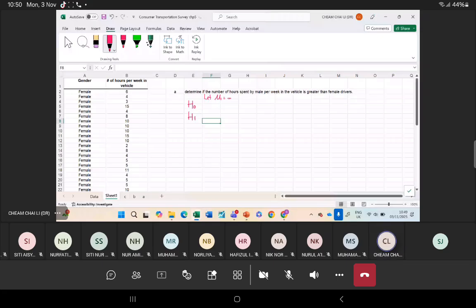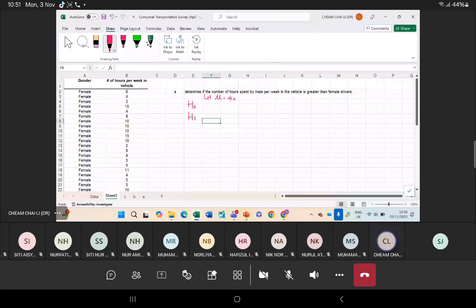By female. Okay? So kita dah sort. Kita senang nak pilih nanti. Right? Now, when we have defined mu1 and mu2 clearly, kan, satu male, satu female, then we can write the hypothesis. Okay? So you have to determine if the number of hours spent by male per week in the vehicle is greater than. So this is what we want to investigate.